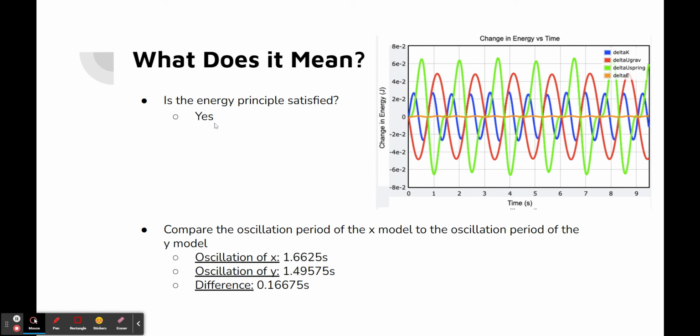So what does it mean? Is the energy principle satisfied? Yes, and that's because all these energies are going to cancel out with one another, and you're going to have a total energy change of 0.